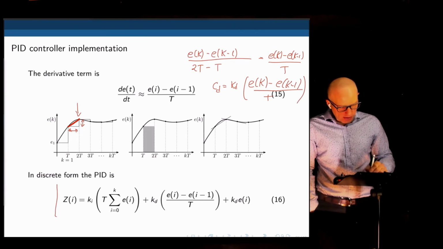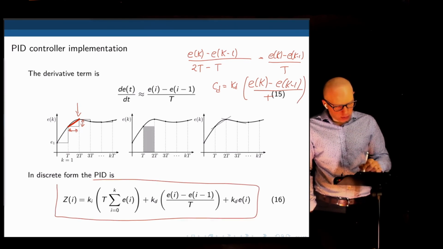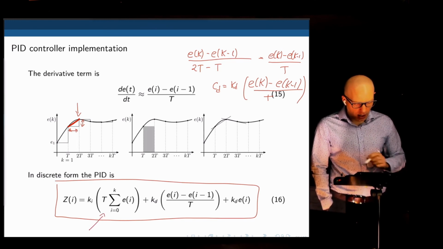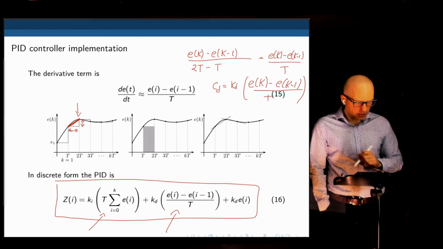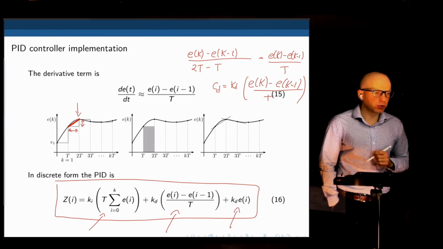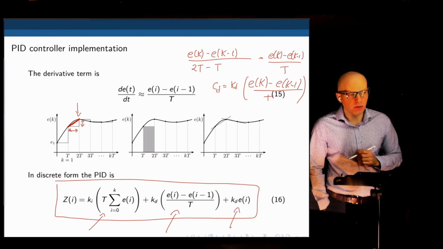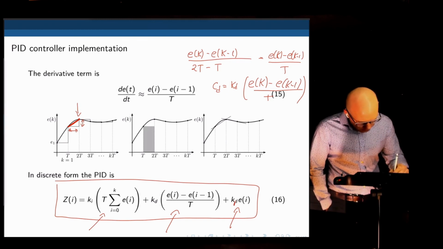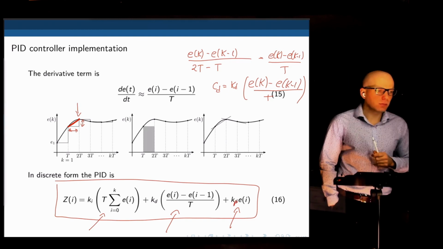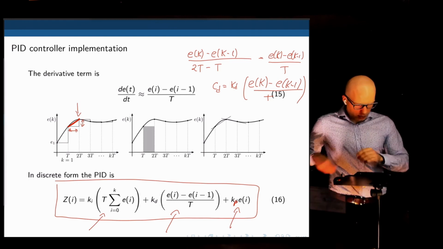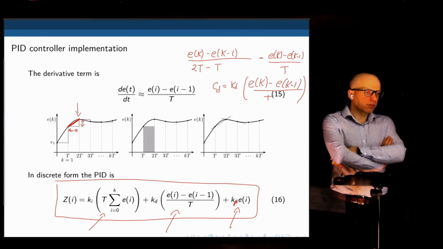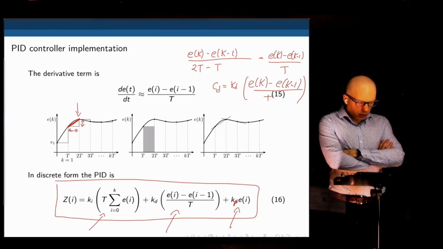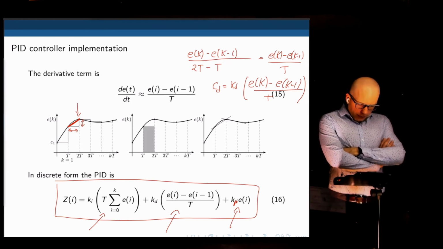And now we can add everything up. We add the proportional, the integral, and the derivative portions. Integral is here, times Ki. Derivative is there, times Kd. And the proportional gain is the instant gain at sample I times Kp. All right, this is how we implement this in a PID controller, in a discrete controller. Any questions?